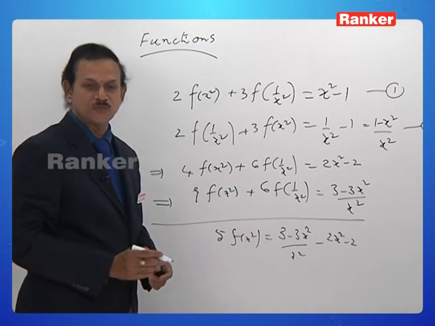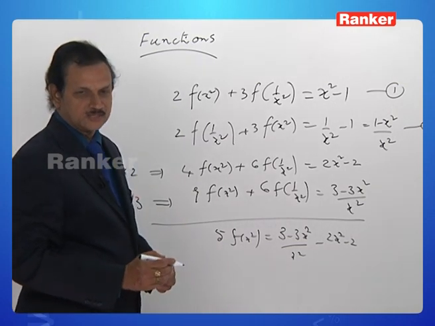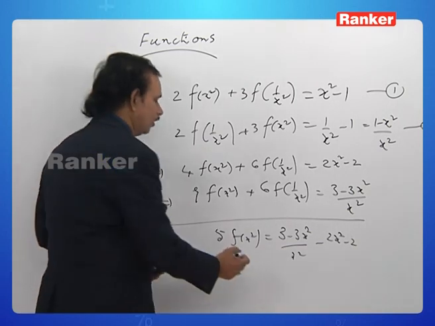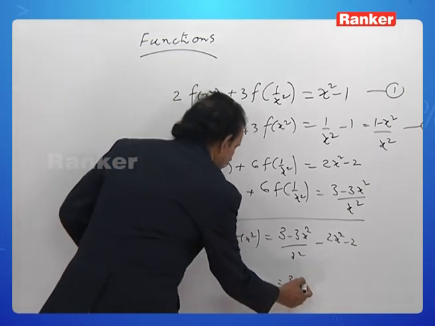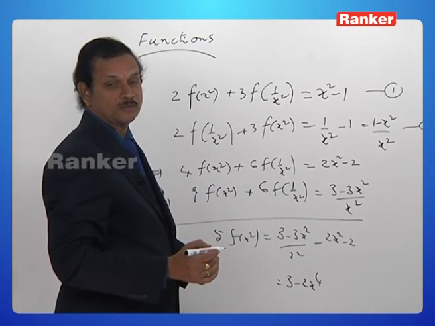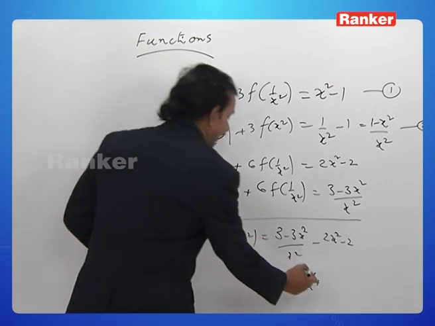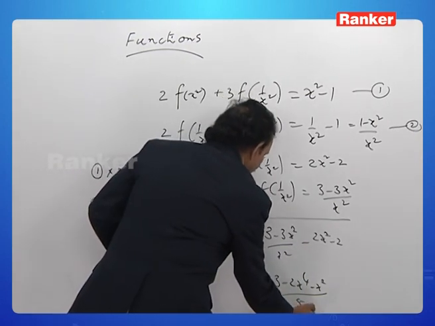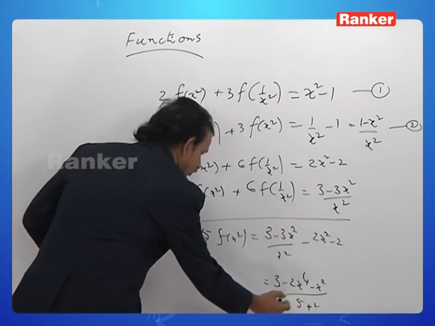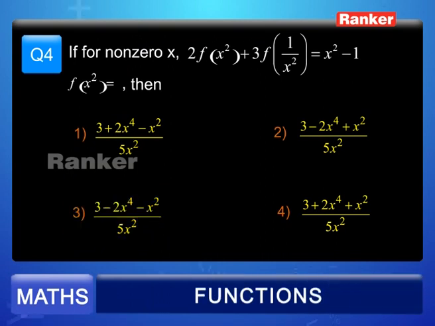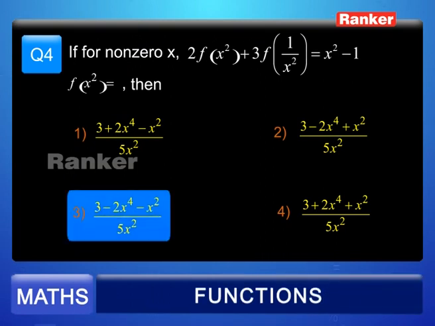It's very easy to note that the third option is the correct option, that is 3 minus 2x power 4 minus x square by 5x square. From where are you going to get this 5? This is all 5 into f of x square. So to get f of x square, this must be the right option.